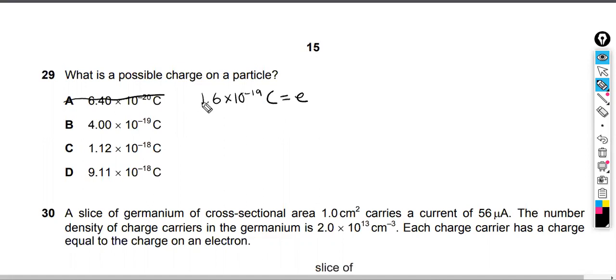Let's not worry about like the partial charges of quarks and things like that. Because even those things sort of exist in groups of 2 or 3, and so the charges sort of add up. And so if all charges come from this, right? So groups of electrons that sort of add up from this value, the strategy to solve questions like this, and you're considering which charges are possible, is to divide each of these by elementary charge and see if it's a whole number, right?